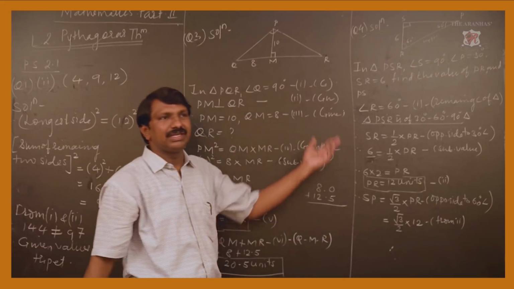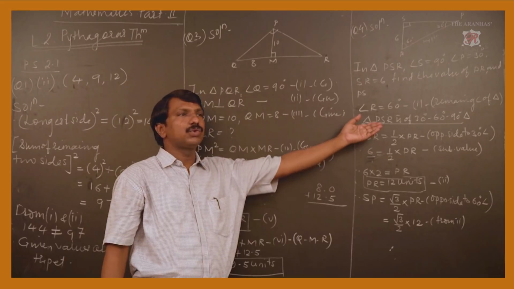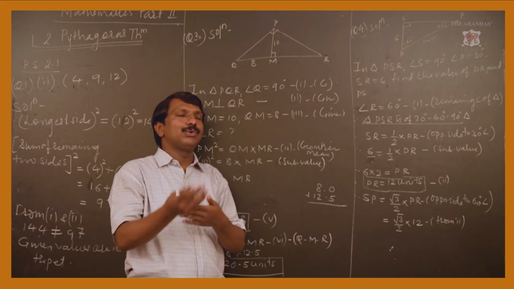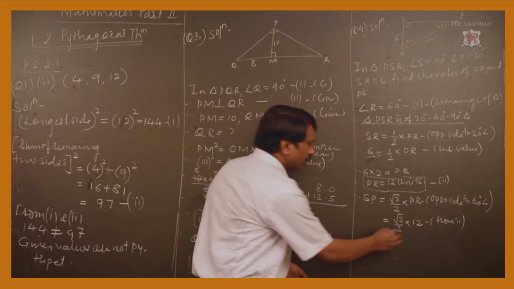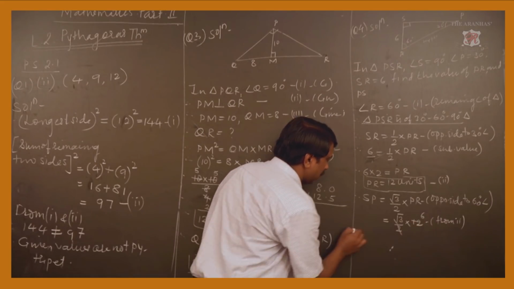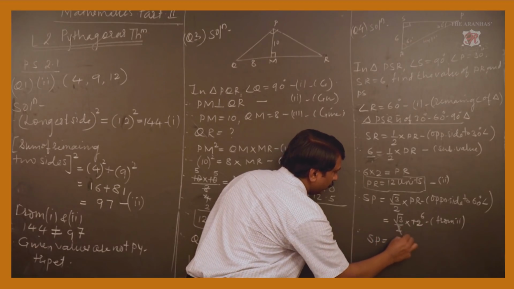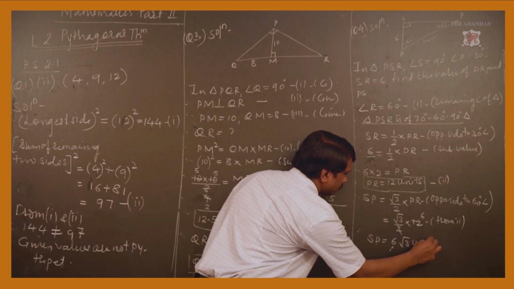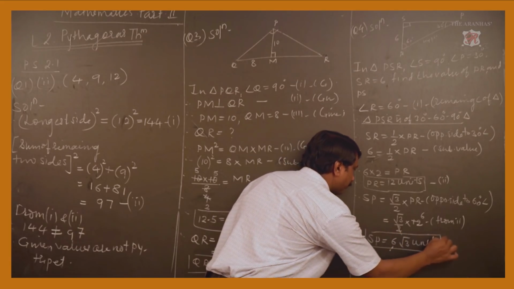Second means where we find the value with the help of it. Somebody can do it directly, SR is equal to twice PR, because they know that 1 is half of the second, so the second should be twice. And so, here 2 1s are 2 and 2 6s. So, finally, we can write SP is equal to 6 into root 3, and the units also have to be written. So, this is the second value.